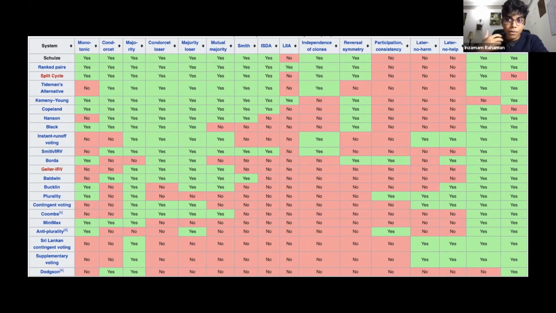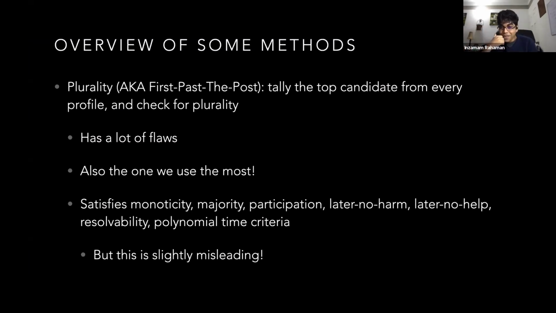It's more commonly called, in political science circles, first past the post, right? So that is one about eighth to last on that list there. You see this long block of red, right? So it's not very good formally. It has a lot of flaws. It's also the one we use the most in the world.